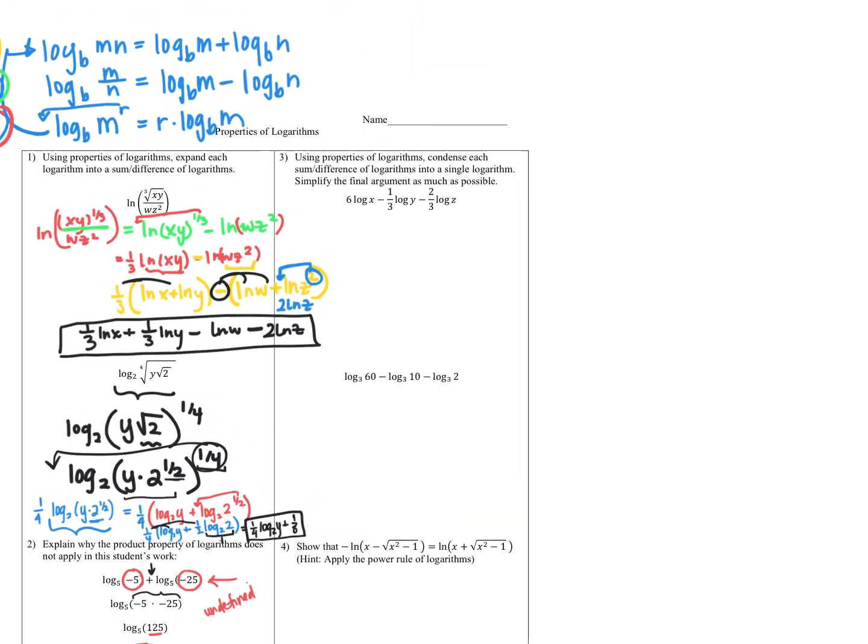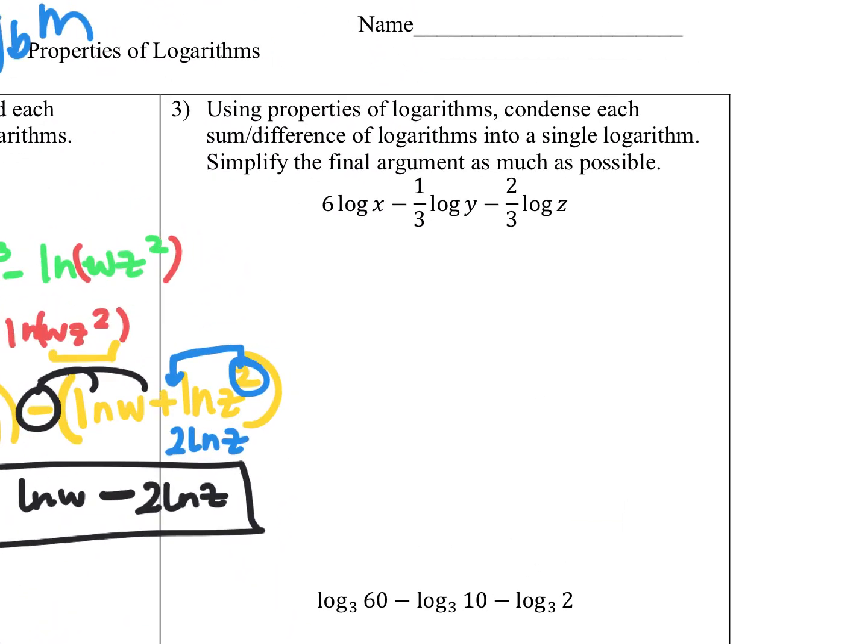All right, next guy, we want to condense these. That means we want to put them into a single logarithm. And so right away what's standing out to me is the coefficients in front of these logs. So going backwards means putting them on as exponents. So we're going to do that. So this is going to be log of x to the 6th minus log of y to the 1/3 minus log of z to the 2/3.